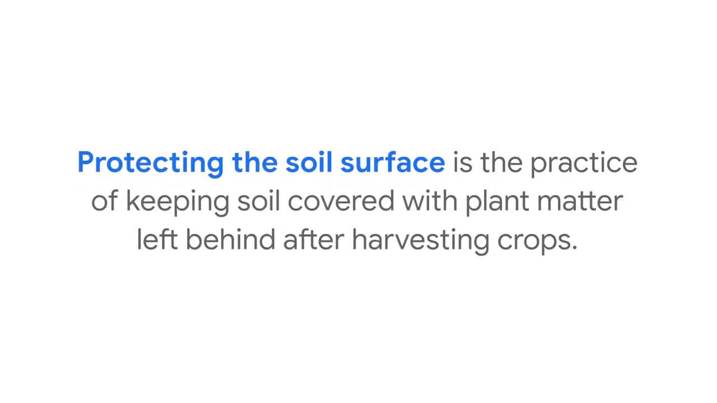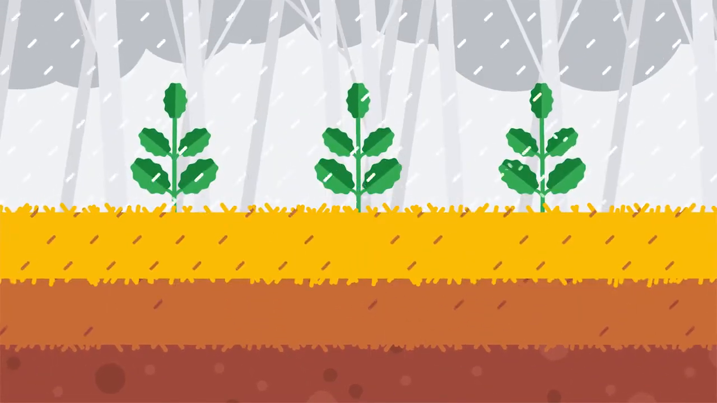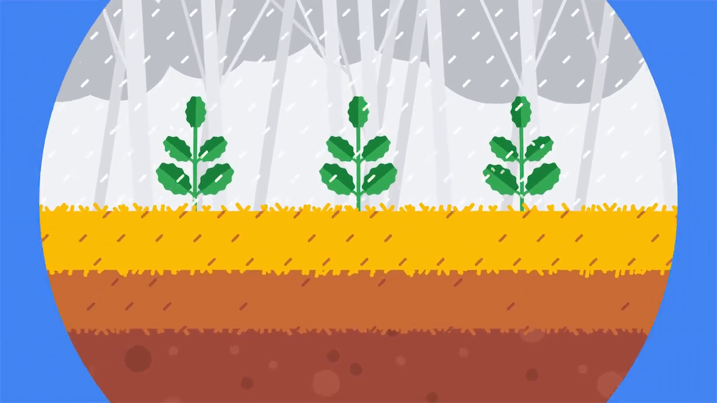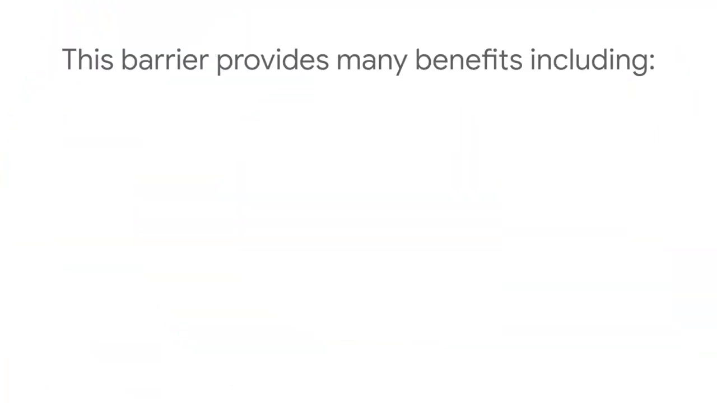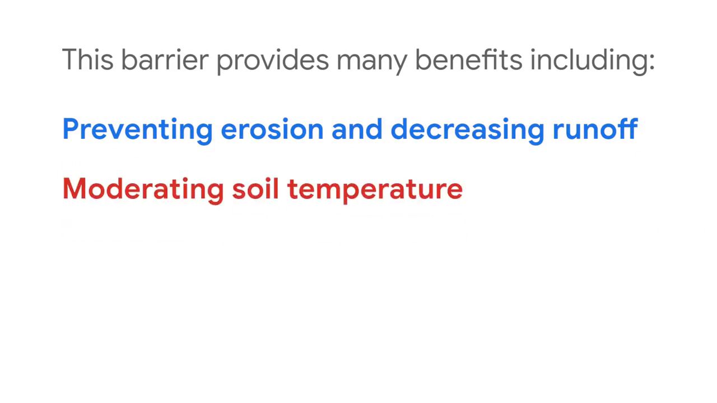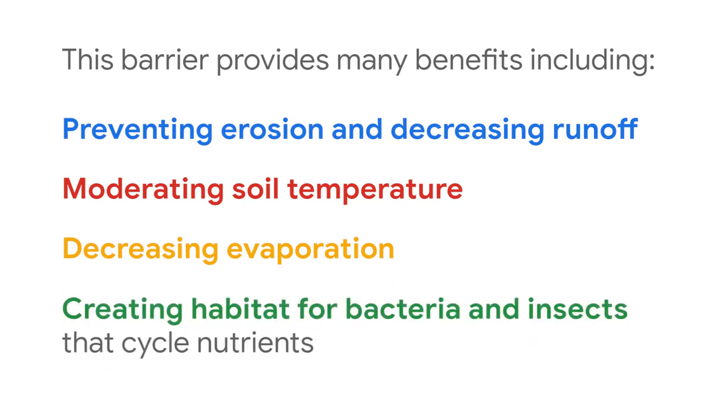Protecting the soil surface is the practice of keeping soil covered with plant matter left behind after harvesting crops. Maintaining a layer of plant matter on top of the soil creates a barrier that can protect the soil from breaking down. This barrier can provide many benefits, including preventing erosion and decreasing runoff, moderating soil temperature, decreasing evaporation, and creating habitat for bacteria and insects that cycle nutrients.